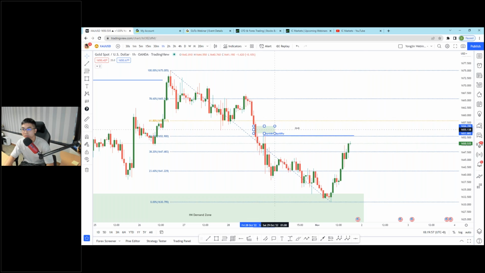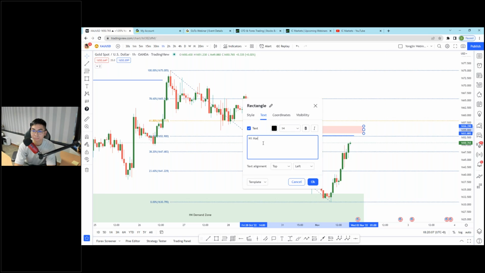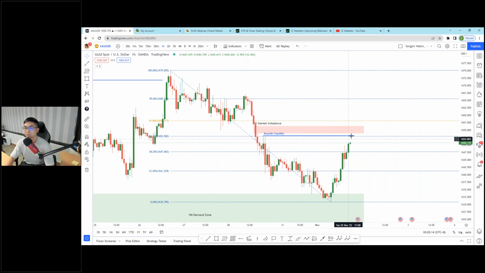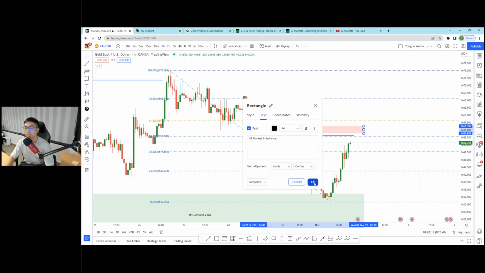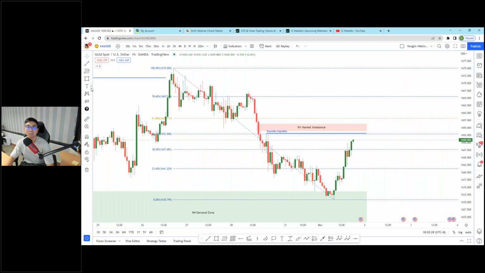So drawing out the market imbalance, I'll just mark it as red and name it the H1 market imbalance. There's an H1 market imbalance right there in the center where we can expect price to possibly clear. So those who are in the buy, congratulations. My personal analysis is that price can clear this buy side liquidity and hit the H1 market imbalance together with the 50% Fibonacci line.